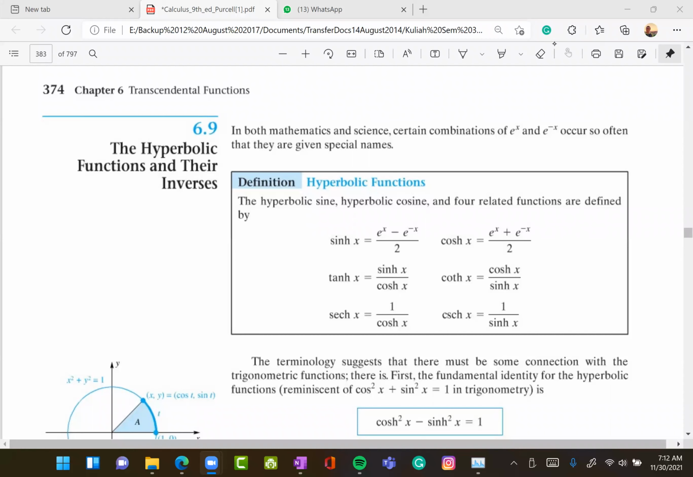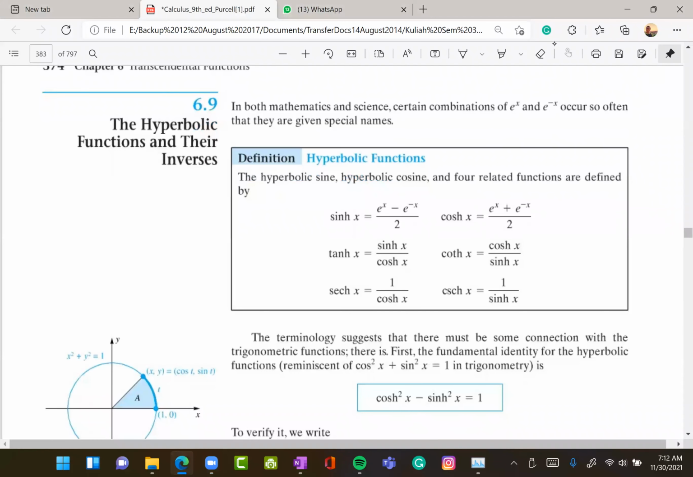So this is our last material. Can you see the one that I'm sharing from the textbook? Yes, sir. Hyperbolic function. Yeah. All right, good. So this is what we aim for today: the hyperbolic functions and their inverse.